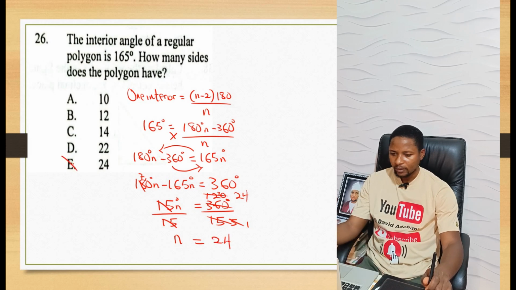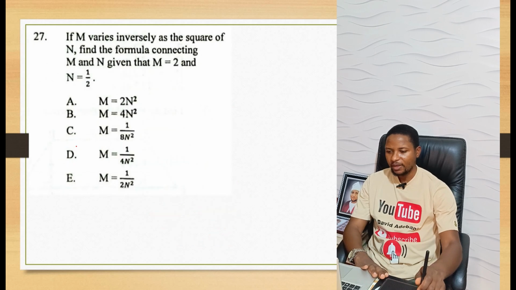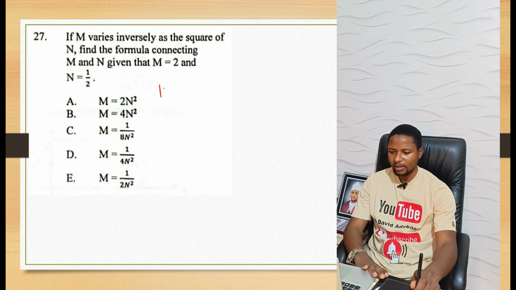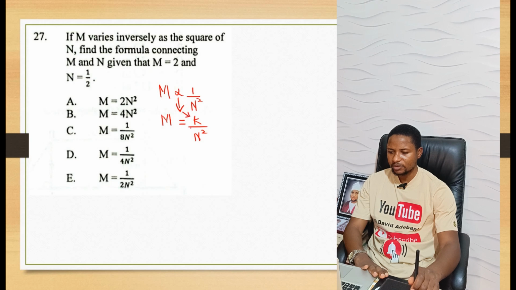Number 27. If m varies inversely as the square of n, this is the expression. And to remove the proportional sign, you introduce a constant. So you have m equal to k over n squared. To remove a proportional sign, you introduce a constant, which is what I did to make an equation of it.